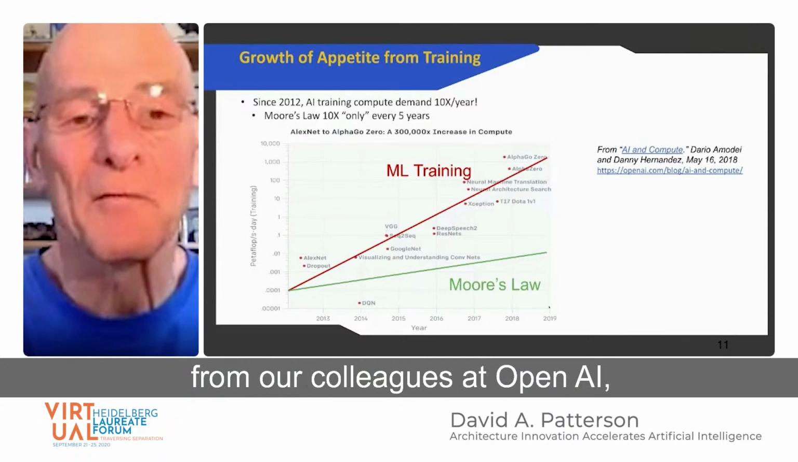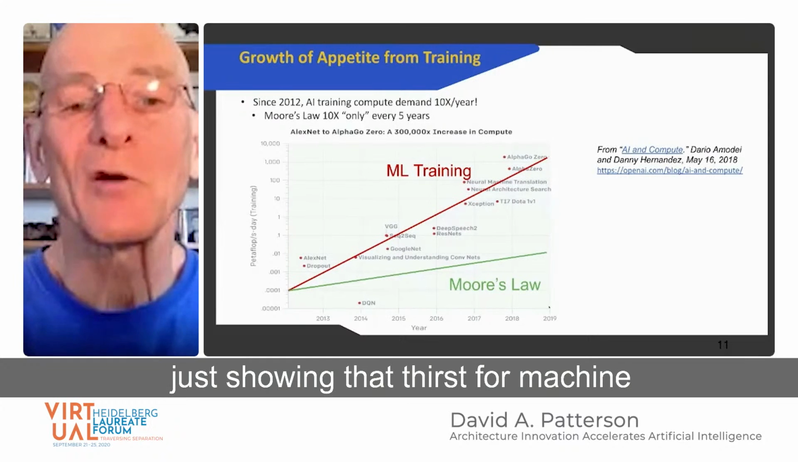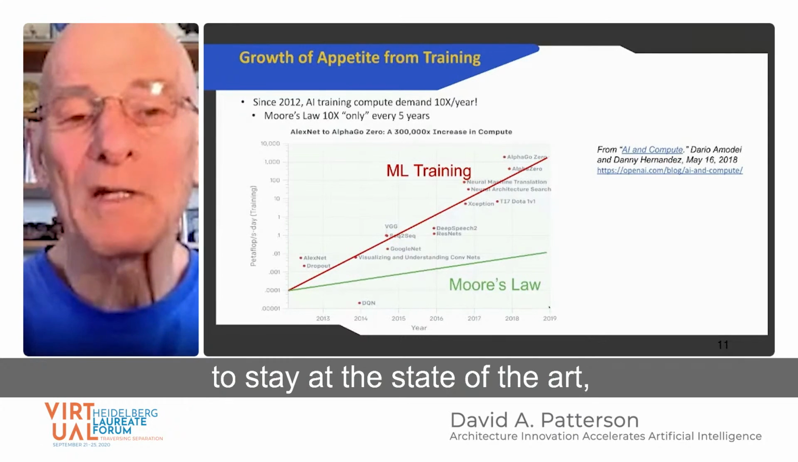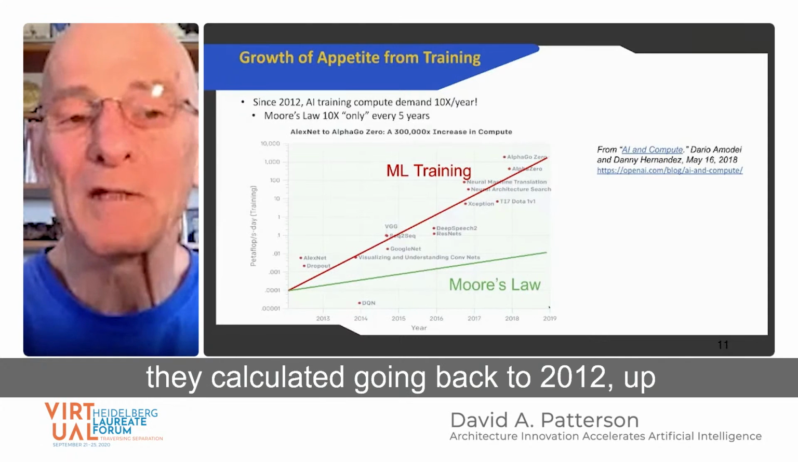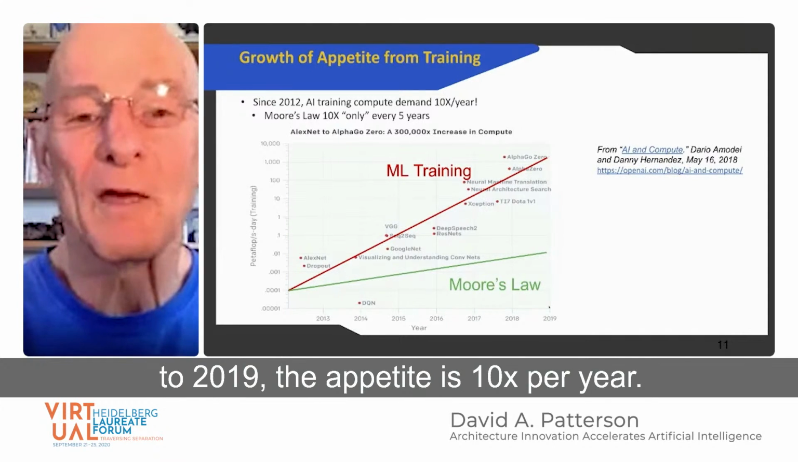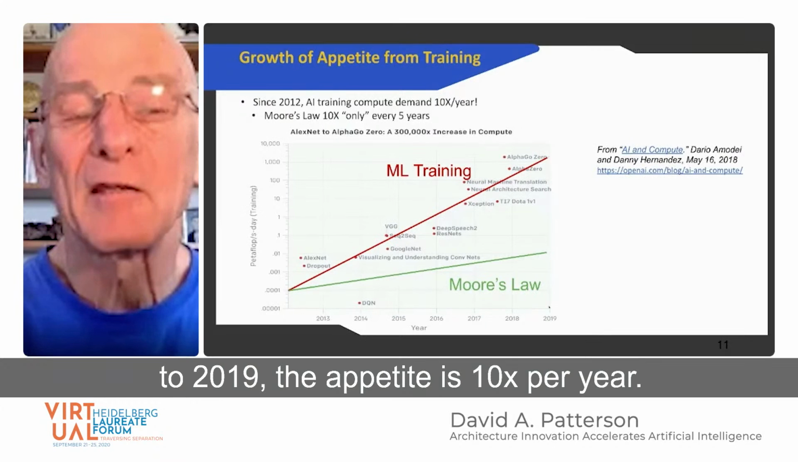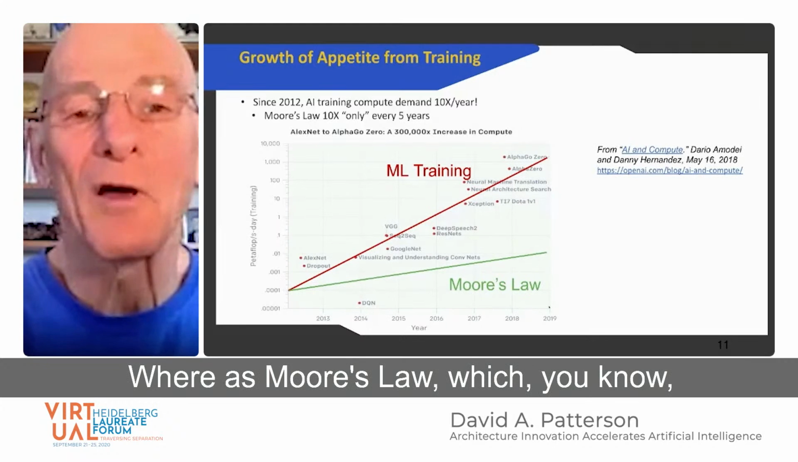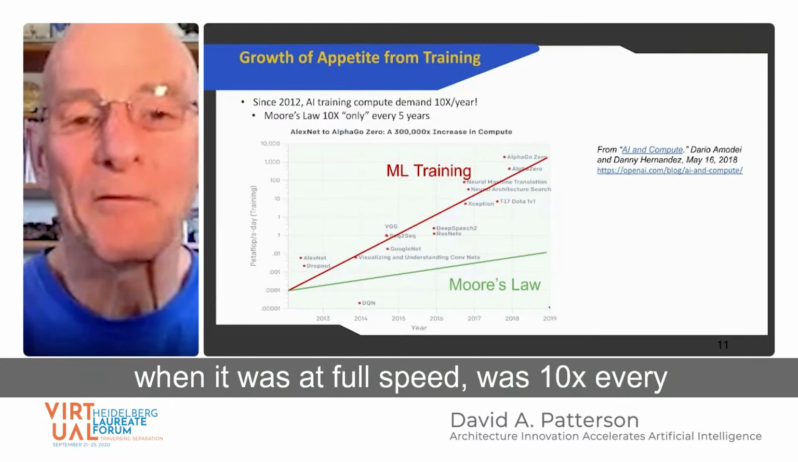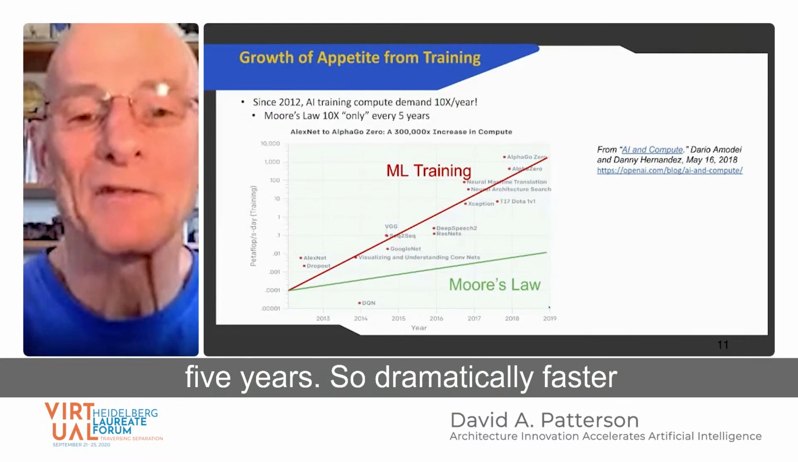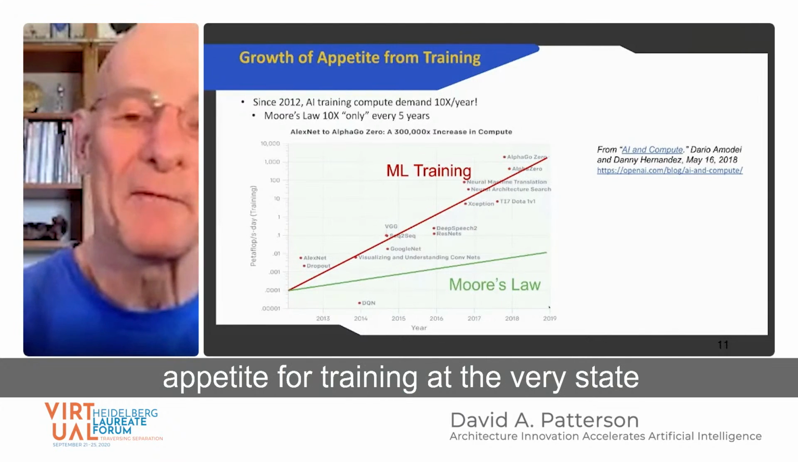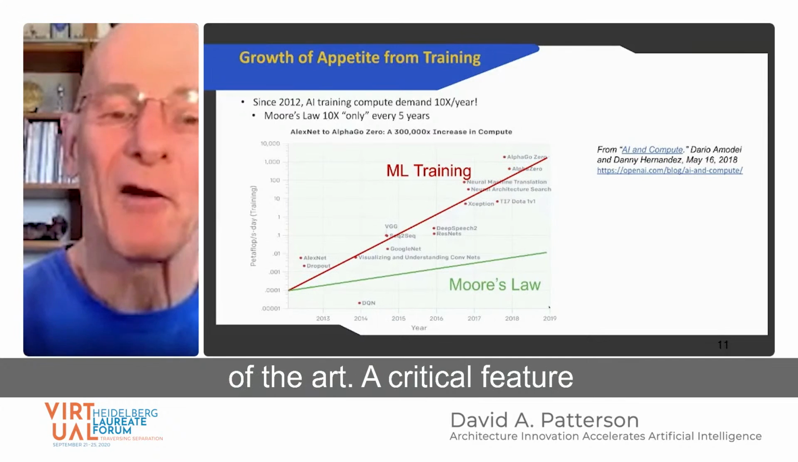Here's a result from our colleagues at OpenAI, just showing the thirst for machine learning training. If you wanted to stay at the state of the art, they calculated, going back to 2012 up through 2019, the appetite is 10x per year. Whereas Moore's law, when it was at full speed, was 10x every 5 years. So a dramatically faster appetite for training at the very state of the art.